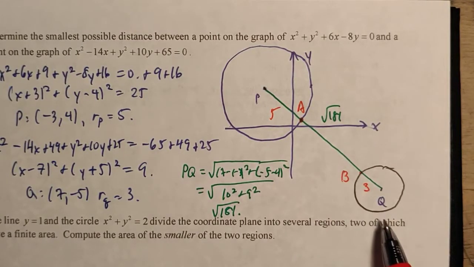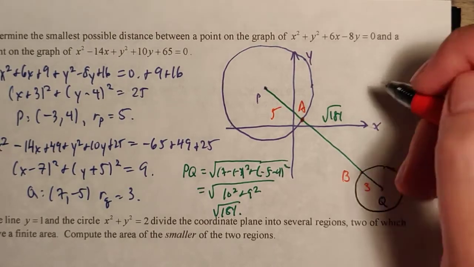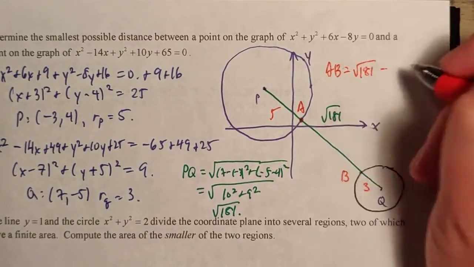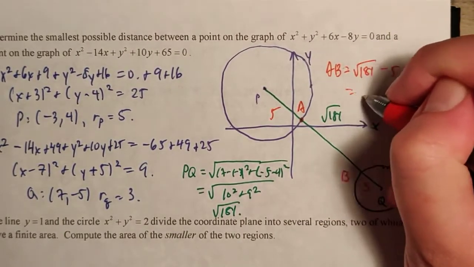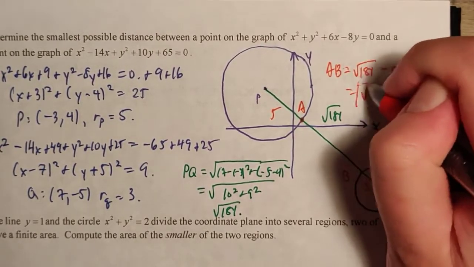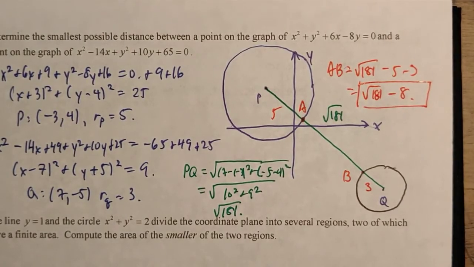Now these are pretty close to one another. In fact, they are the closest that we can make. AB is just going to be the distance, radical 181, minus the two quantities, 5 and 3, the radii. So that yields radical 181 minus 8, and that is the smallest distance that we can generate between these two points.